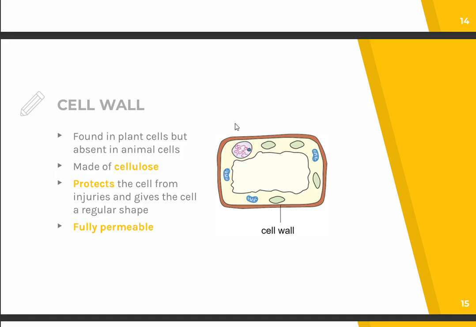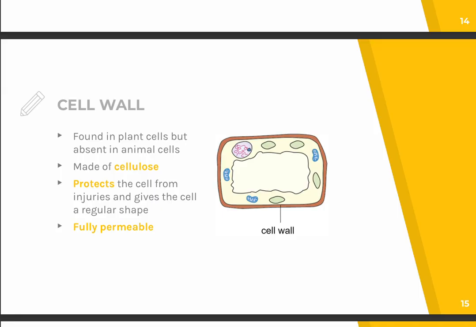I also specified to you that cells are present in both animals and plants, but not both cells are the same. Not both the plant and the animal cells are the same. There are some things which are available in plant cells but are not present inside the animal cell. An example of such a structure is the cell wall. So plant cells have a cell wall, but animal cells do not have it.